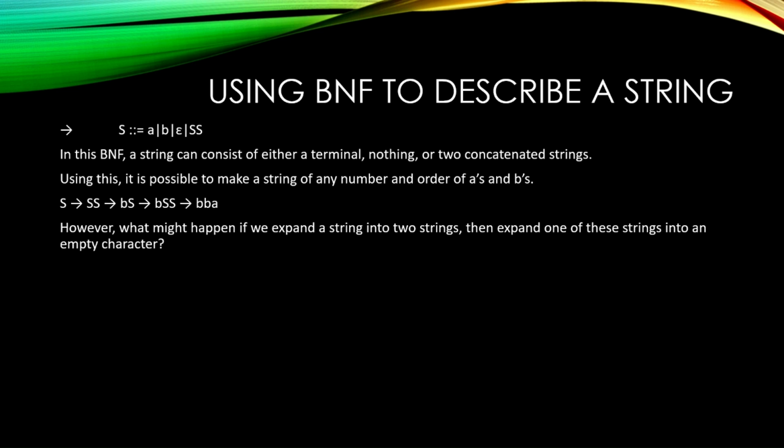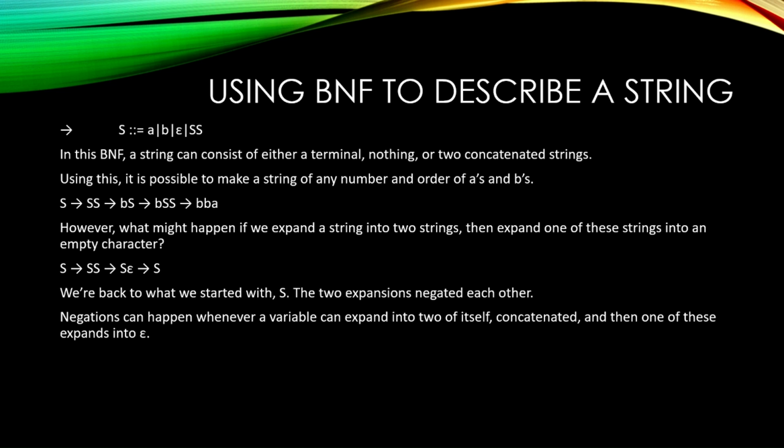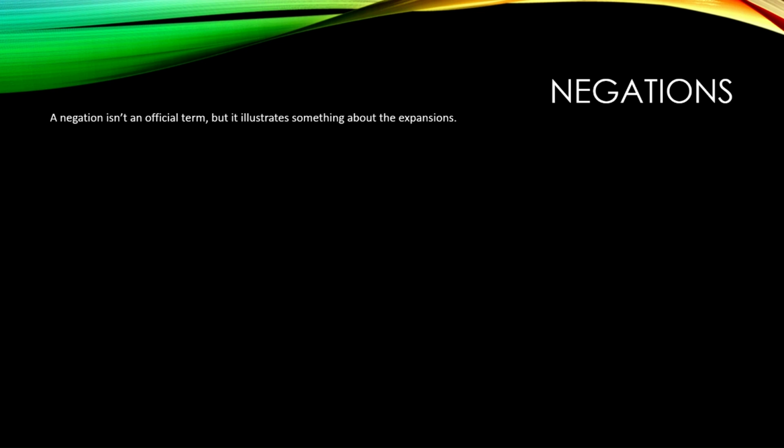What might happen if we expand a single string into 2 strings and then expand one of these strings into an empty character? So we expand S into SS, then one of those S's we just expand into epsilon. We're back to what we started with. Yeah, that's right. So the 2 expansions negated each other. Negations can happen whenever a variable can expand into 2 of itself concatenated, and then one of these expands into epsilon. So this effectively does nothing. It's not an official term, but it does illustrate something about the expansions.